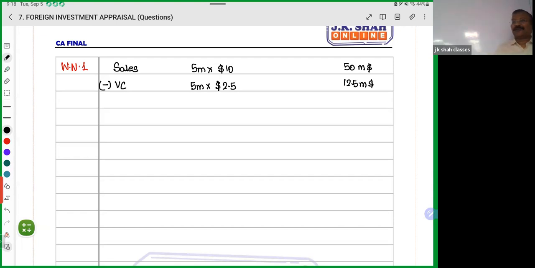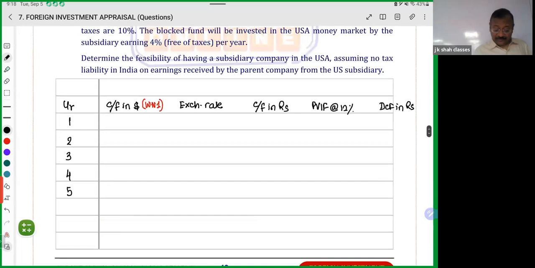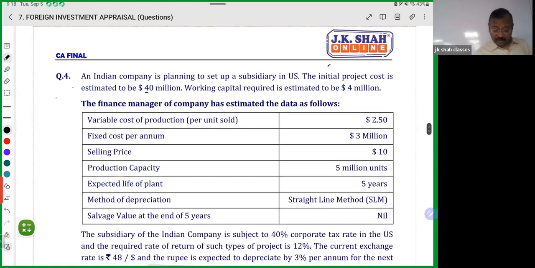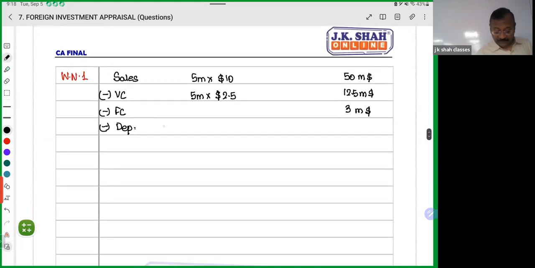Then, forget contribution. Why do we need contribution? Sales minus variable cost, you didn't show it, you just stuck in the contribution. Let's go, minus fixed cost. How much? 3 million. Okay. Anything else on cost? Depreciation. How much is the depreciation? What is the fixed cost? The initial project cost is expected to be 40 million. No, working capital is 4. So 40 divided by 5. Depreciation 40 divided by 5. That is 8. Yes, so 8 million.